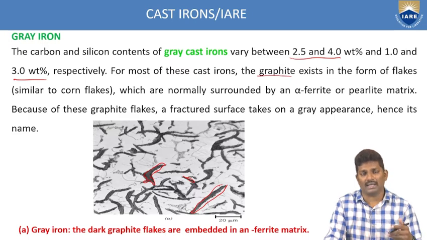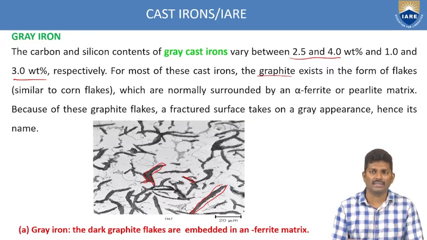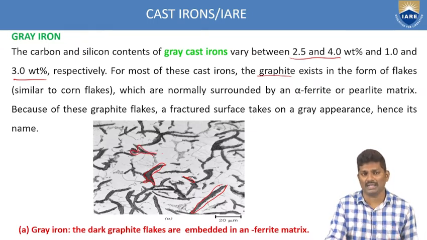These graphite flakes are surrounded by the alpha or ferrite matrix. Because of these graphite flakes, a fractured surface takes on a grey appearance, hence it is named grey cast iron. That is why the name grey cast iron came into picture: these graphite flakes look like a fractured surface on the material. You can see it is looking like a fractured surface, which appears to us as a grey color. That's why the name is given as grey cast iron.